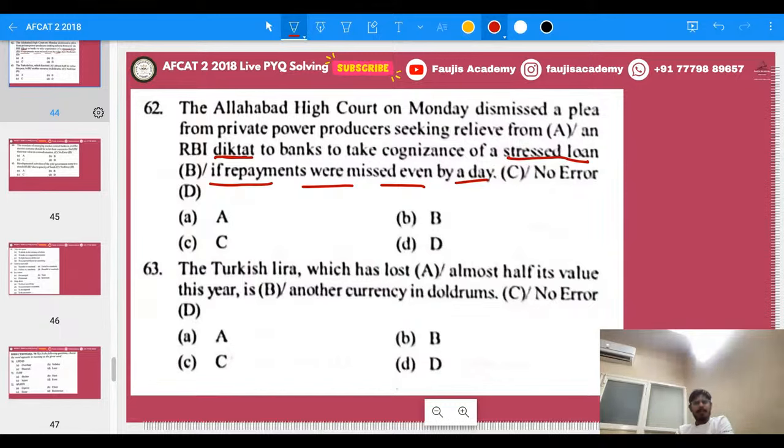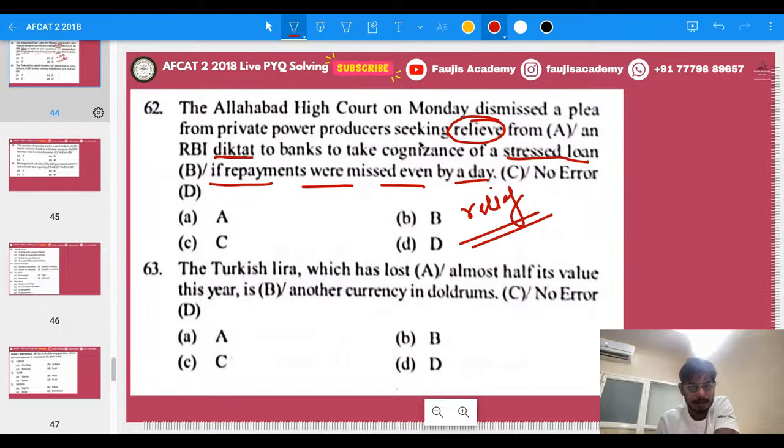I think Prakash will have to correct it. The mistake is with this particular word. Instead of relief, we are supposed to use the word relief. The Allahabad High Court on Monday dismissed a plea from a private power producer seeking relief, not relief. Relief means to leave, completely leave. Relief means to give some relief, like some discount. A stressed loan is there, then repayment will have to be made, isn't it? So for 62, we'll go ahead with relief as the answer.